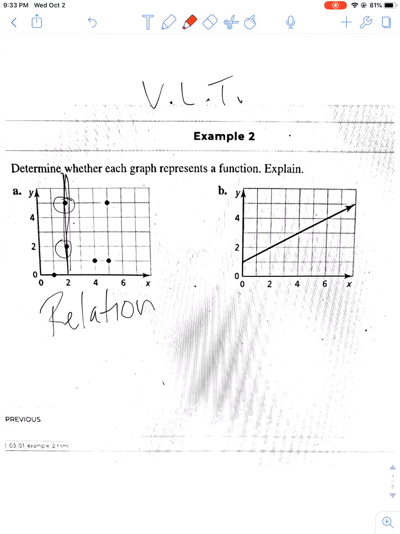Now, if we look at this next one, do you see any place where we could draw a vertical line that goes through more than one point? Yeah, I don't see them either. So that's fine. That makes this a function. There is nowhere on this picture where I could draw a vertical line and make it hit the graph twice.